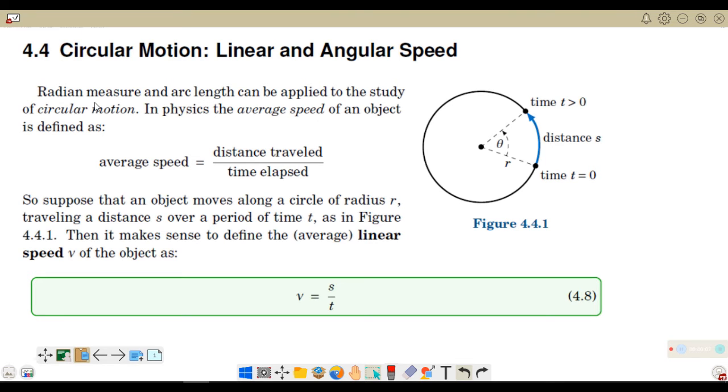This is Miss Rena and we are now in section 4.4. Lapit na tayo matapos sa trigonometry. This is circular motion, linear and angular speed. So radian measure and arc length can be applied to the study of circular motion.